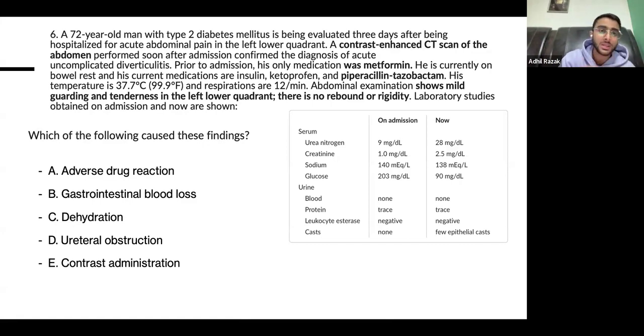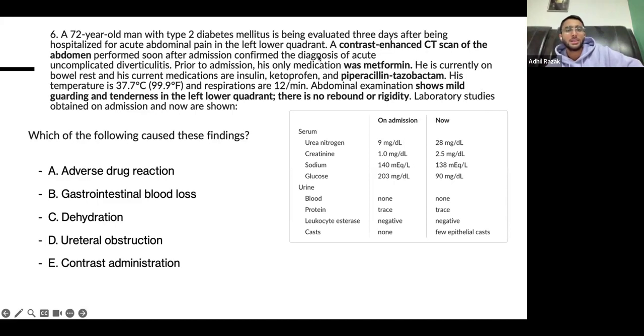piperacillin, tazobactam antibiotics. He does not have a fever, it's only 37 degrees. He has mild guarding and tenderness in his left lower quadrant. There is no rebound or rigidity. And the labs show this. You don't really need to look at the labs to understand what exactly is happening here. The history kind of gives it away.